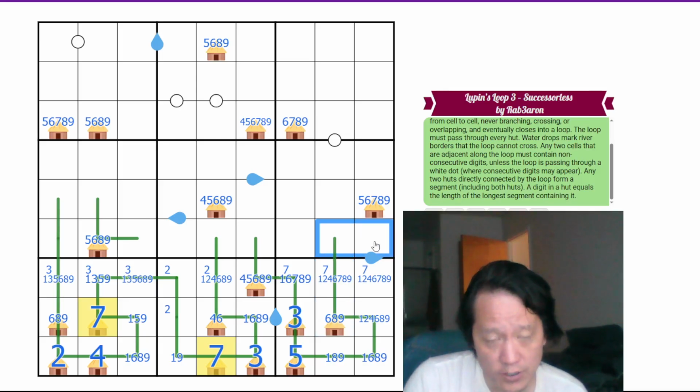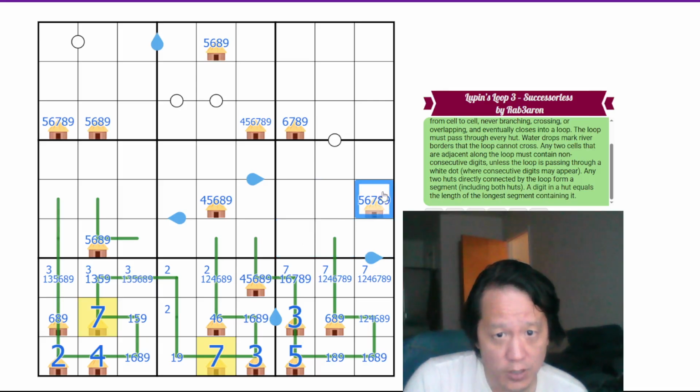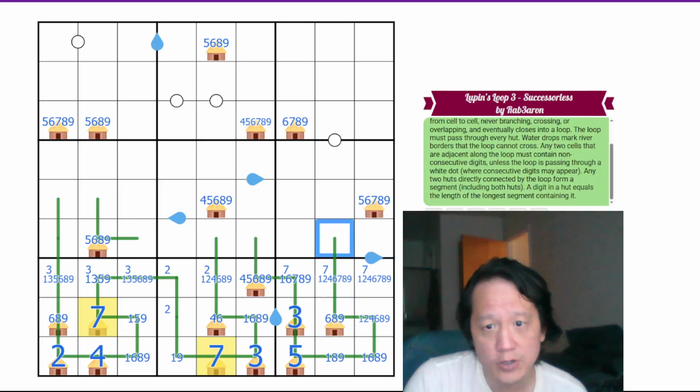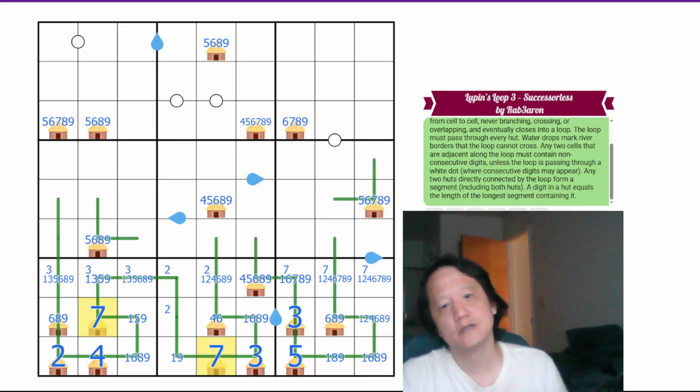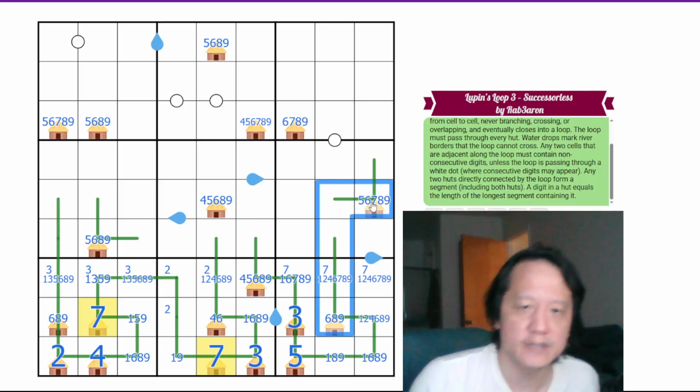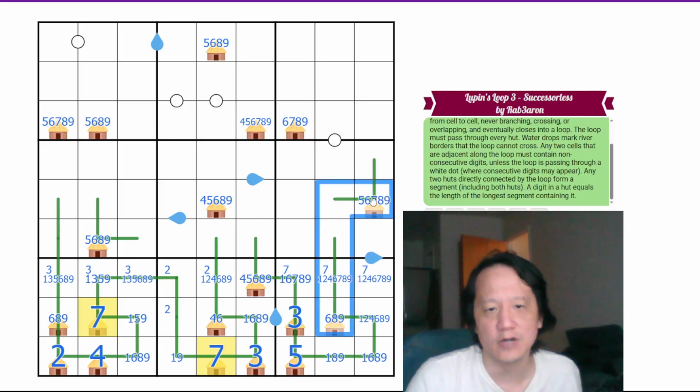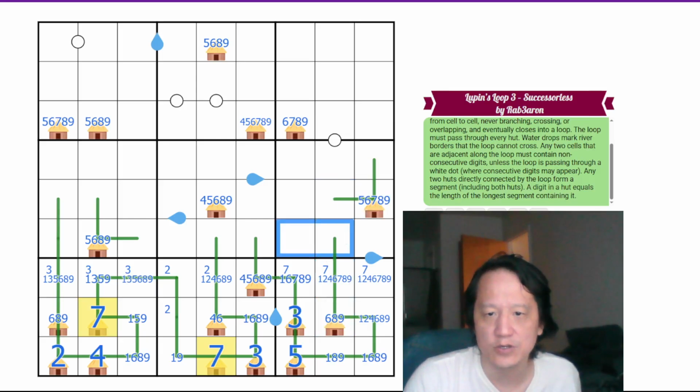And since it can't go that way, it must go either here or here, which means this cell can never enter this way because it can't connect to anything on the loop. So this must go that way, guaranteed. This can't connect to here then, because if it connects there, again, it's 5 in length. 1, 2, 3, 4, 5. So this has to go that way.